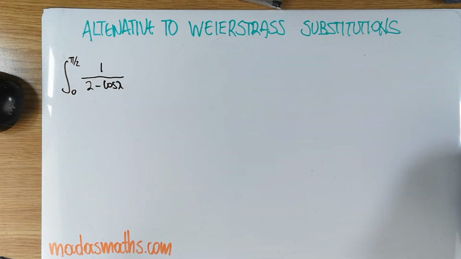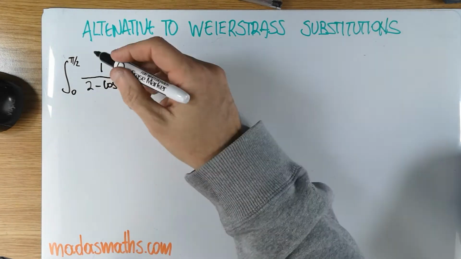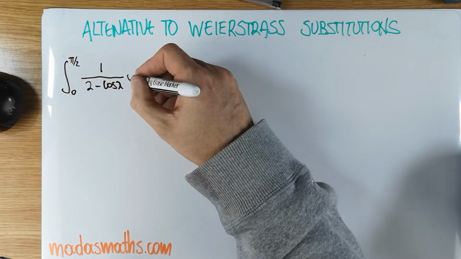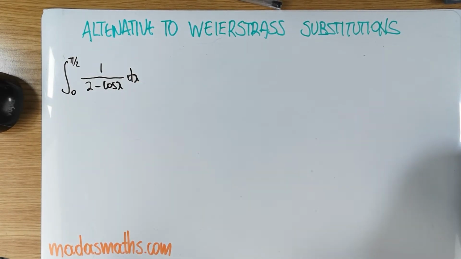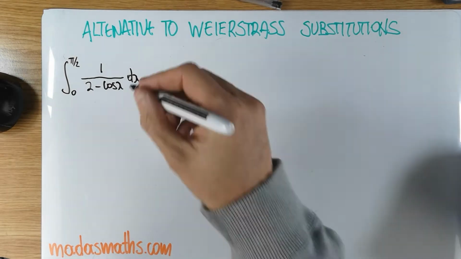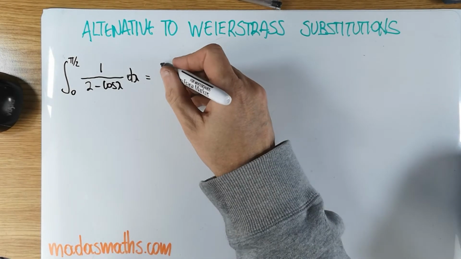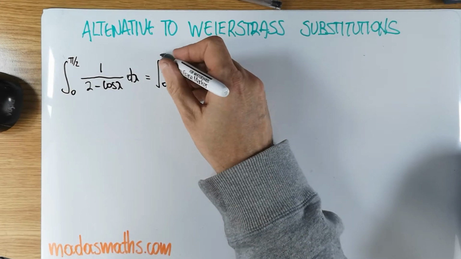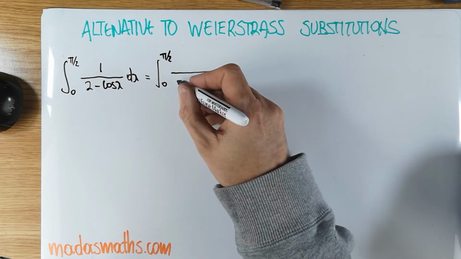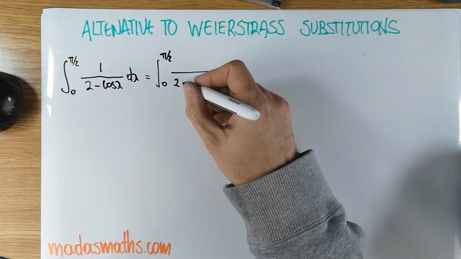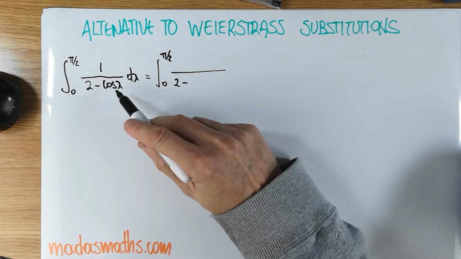So this is the integral now: 0 to pi over 2, 1 over 2 minus the cos of x dx. And I'm not going to use the little t identities or little t substitution. This is how I manipulate. I still need half angles. So 0 to pi over 2. Let's leave that 2 as it is for the time being and switch this into some half angles.